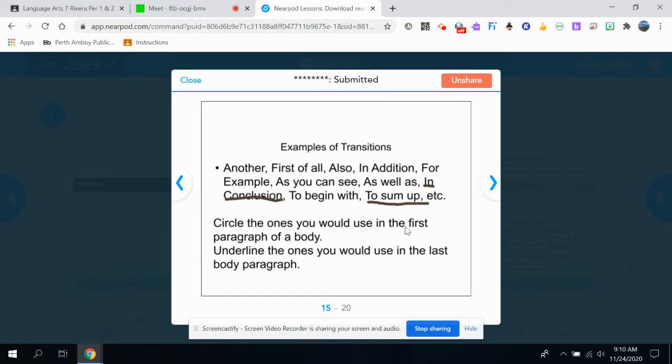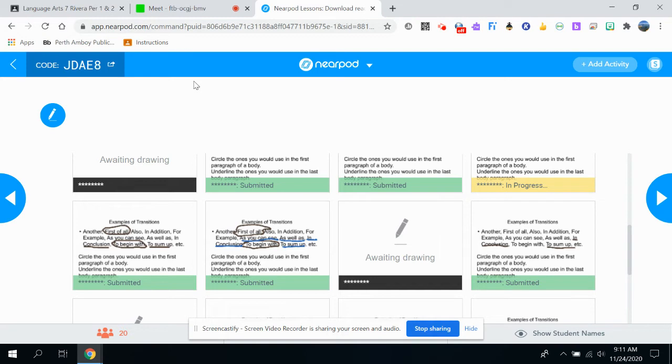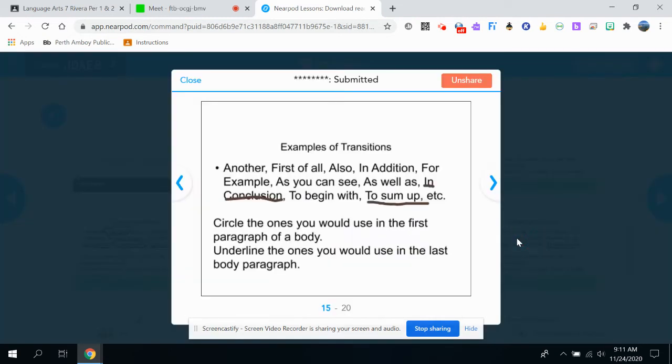All right, so this person only finished half of it. So they have the in conclusion, which is correct. What should they have circled? Wait, Mister, that shows that that's underlined. Isn't it supposed to be circled? Actually, did they invert it? Let me see. No, that should have been underlined. What should they have circled, or they didn't circle something? What are the two things they should have circled? Probably in addition. Nope, not in addition.